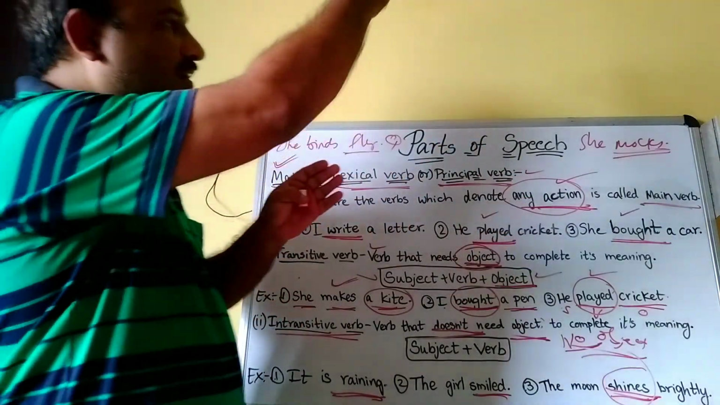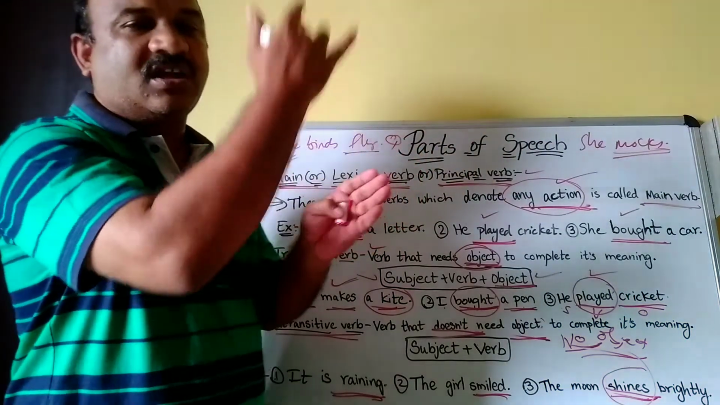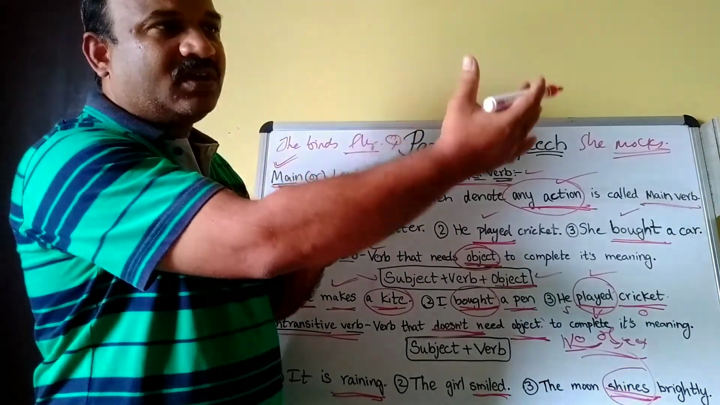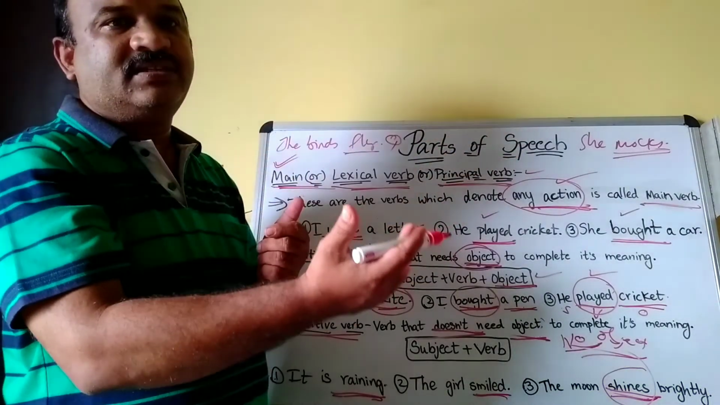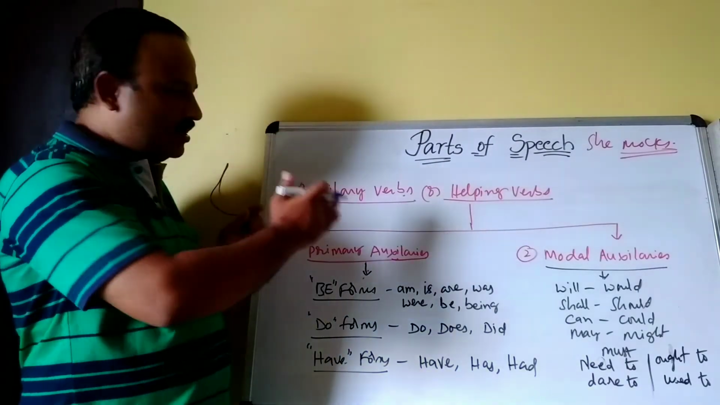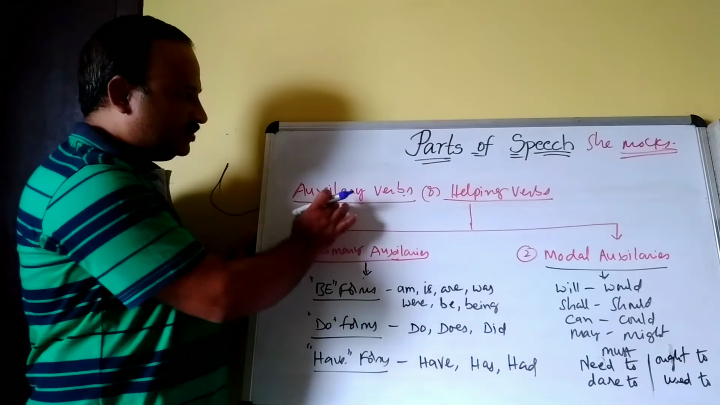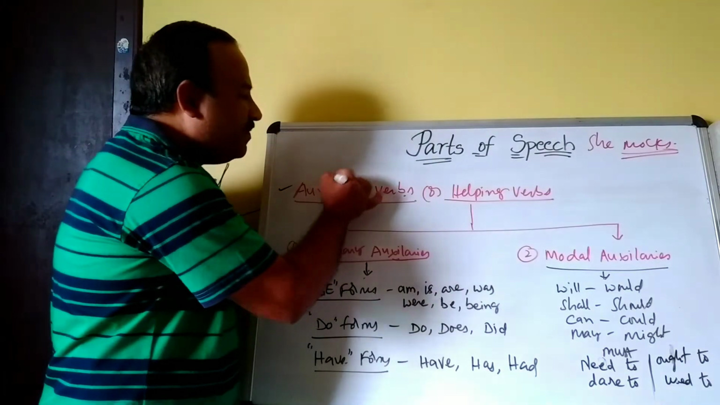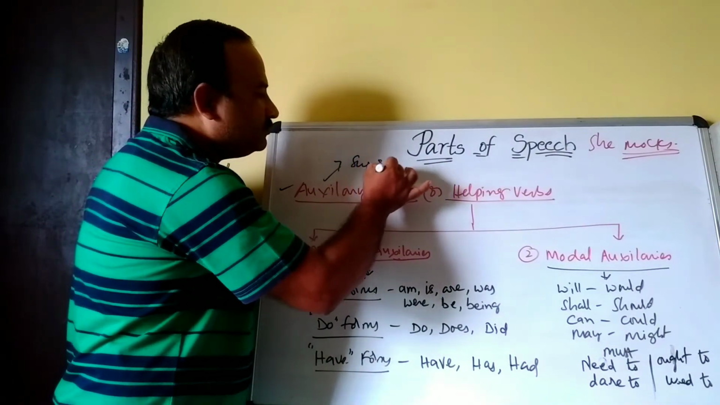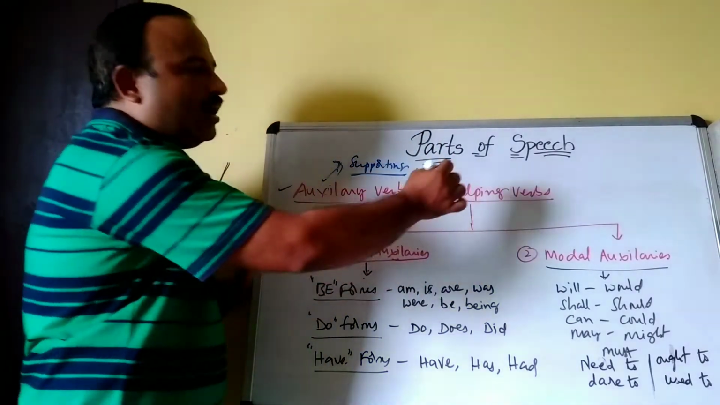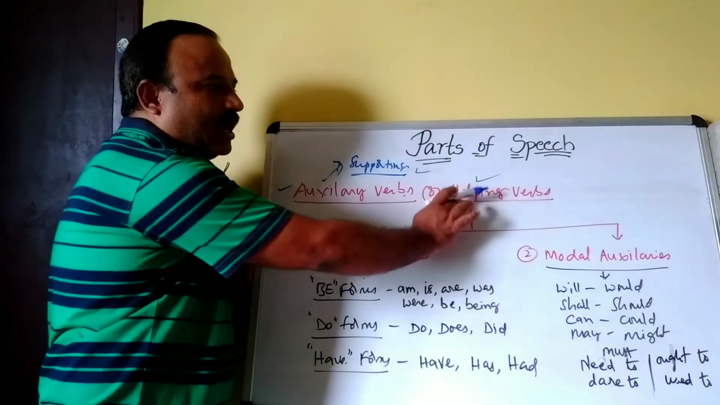Next session, what is that? Helping verbs or auxiliaries. Auxiliary means helping or supporting. So what are the auxiliary verbs? How many kinds are there, and what are they? I will explain now. The first part was the main verb and its kinds. Now the second part: auxiliary verbs. Auxiliary verbs are helping verbs. Auxiliary means supporting.